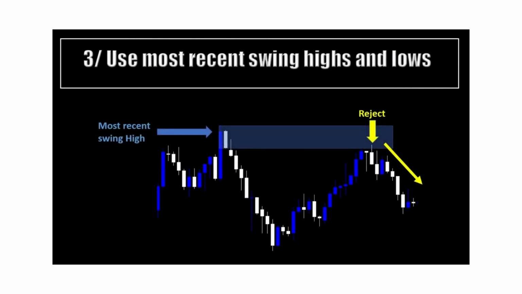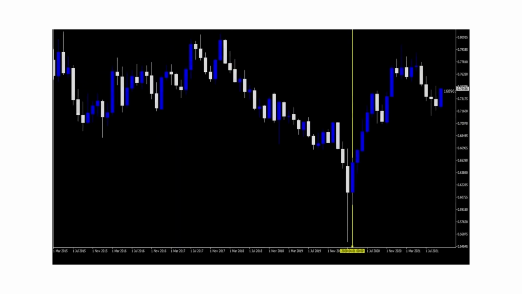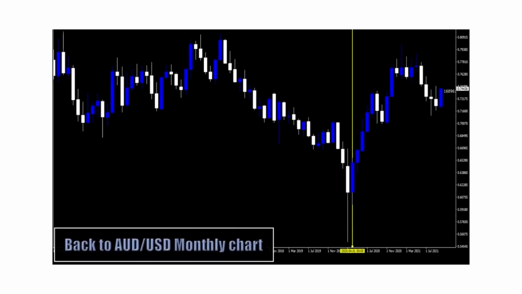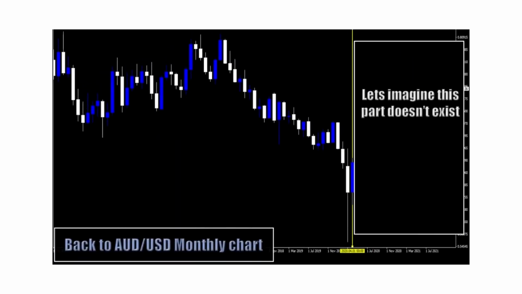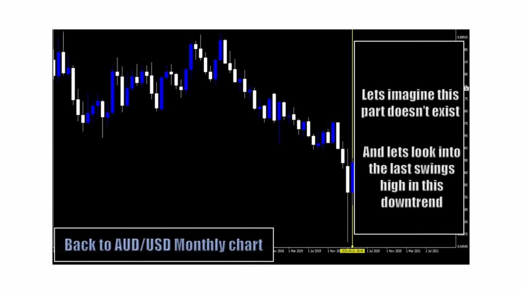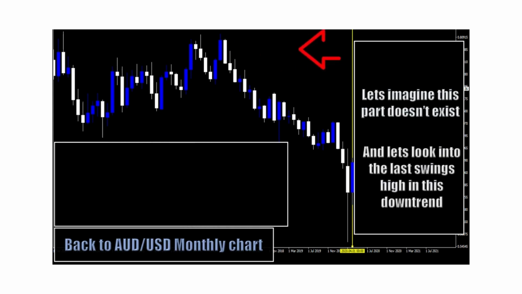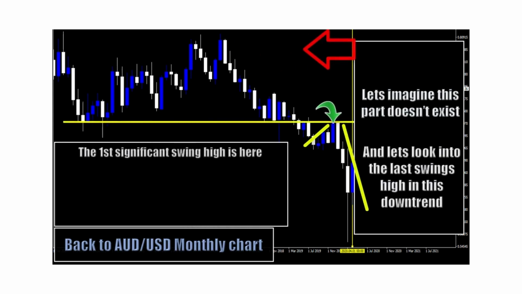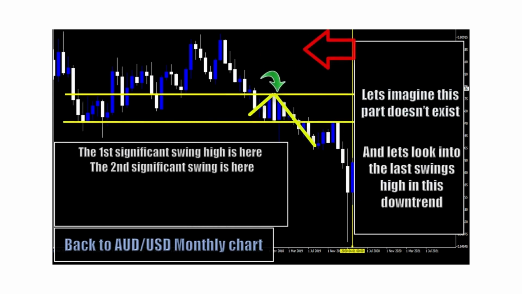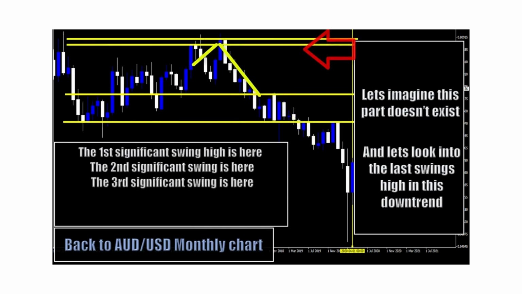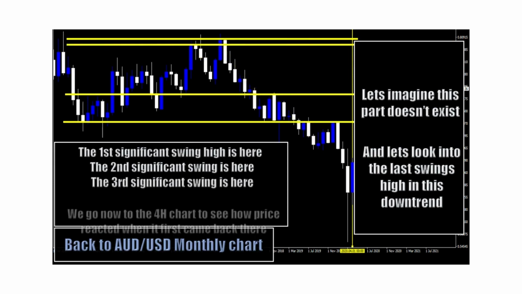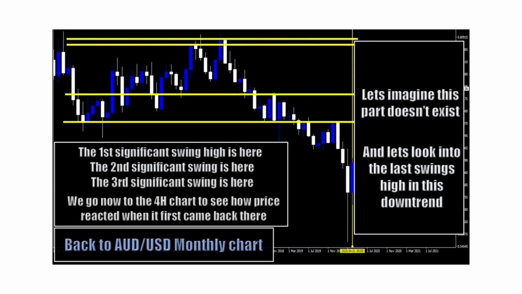Third element, use most recent swing high and low. Back to the AUD/USD monthly chart. Let's imagine this part doesn't exist. And let's look into the last swing high in this downtrend. The first significant swing high is here. The second significant swing high is here. And the third significant swing high, most recent, is here. We go now to the forward chart to see how price reacted when it first came back there.